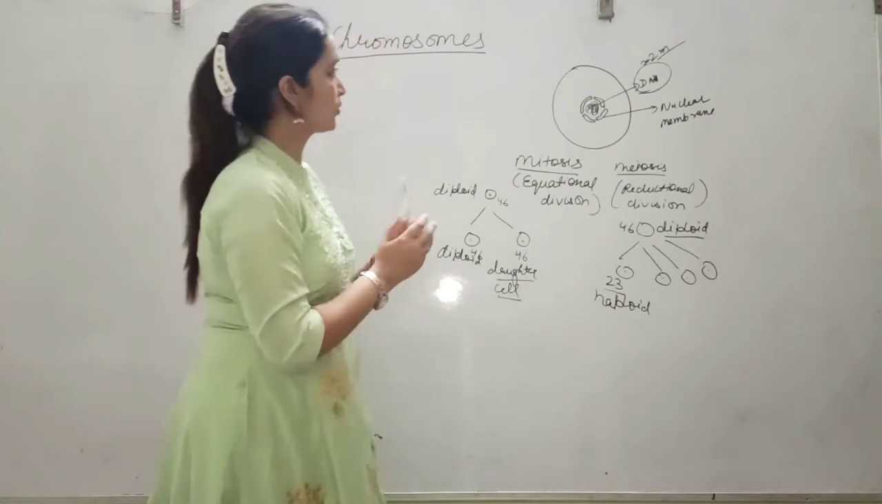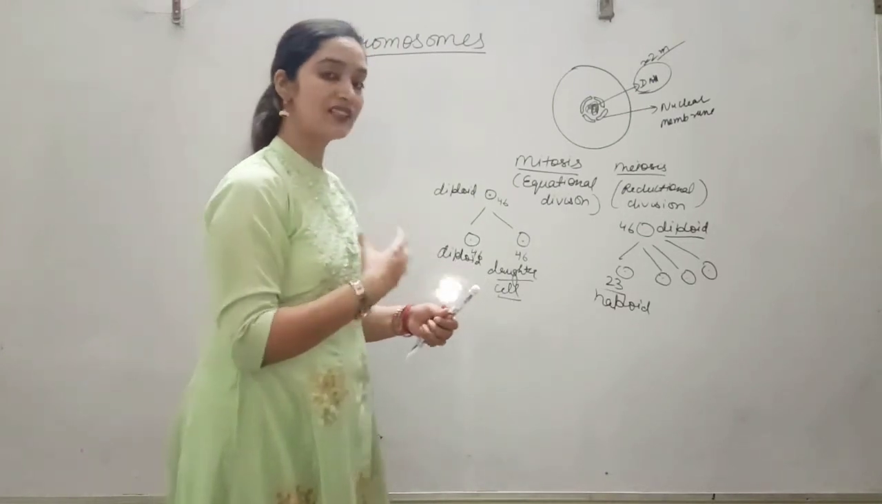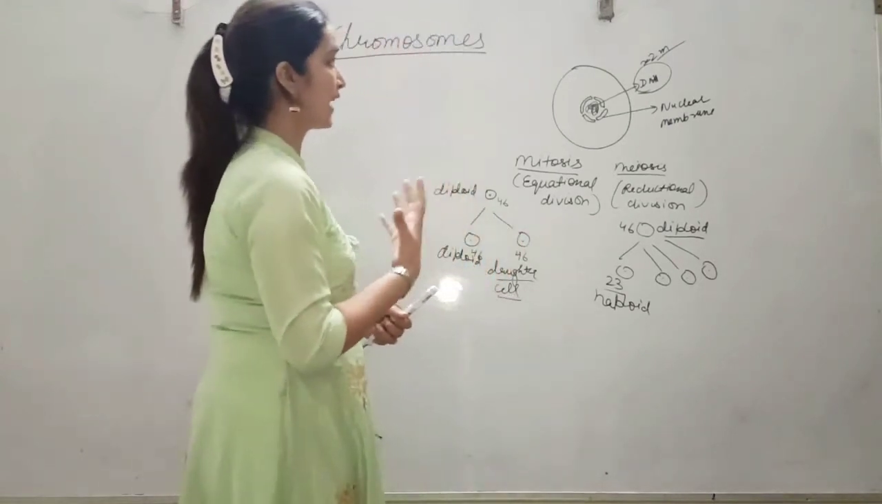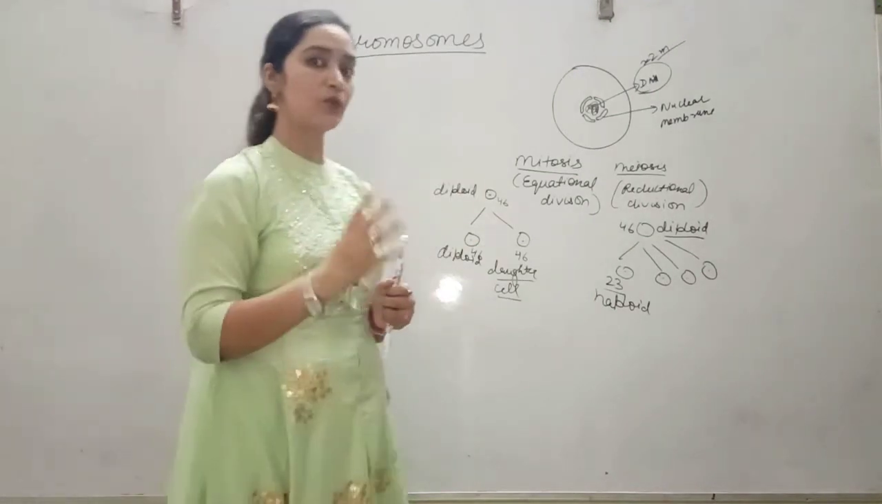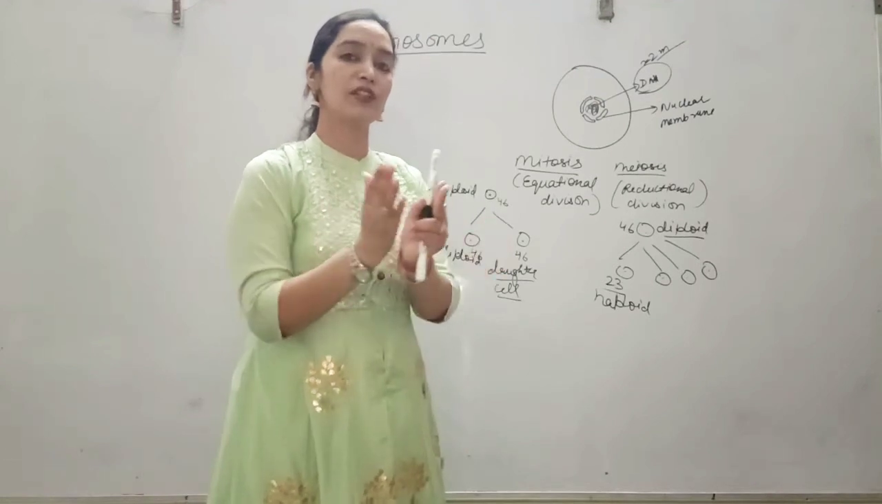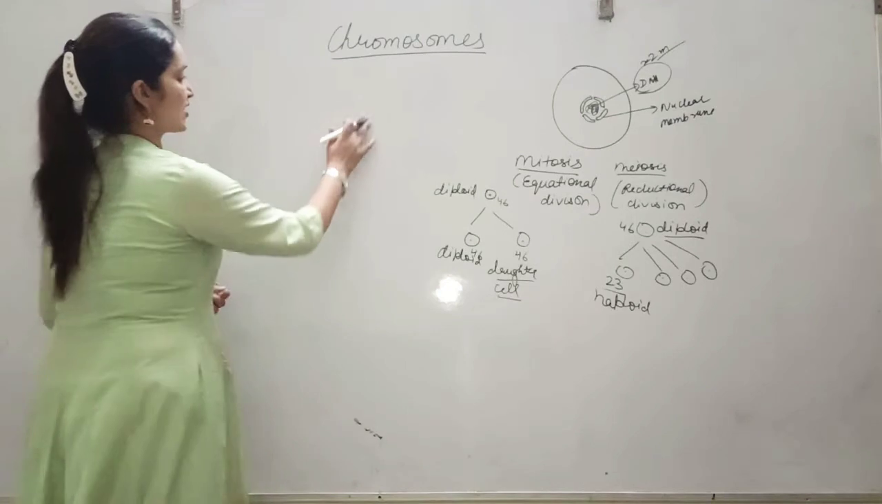Alright, now coming to the structure of chromosomes. If we say that in humans 46 chromosomes are present in a diploid cell, what type of chromosome is that? We have answered why chromosomes are formed: for equal distribution of DNA in daughter cells. Now we are coming to the basic structure of a chromosome.